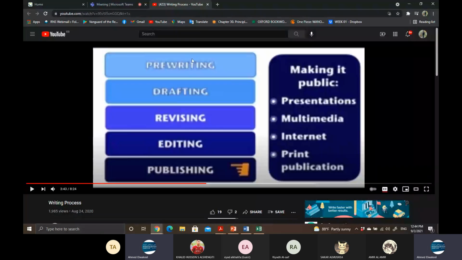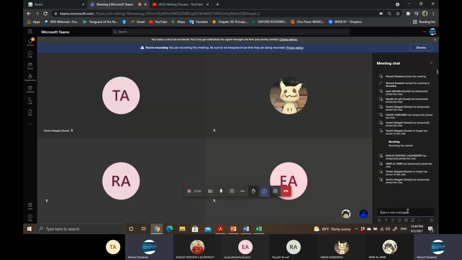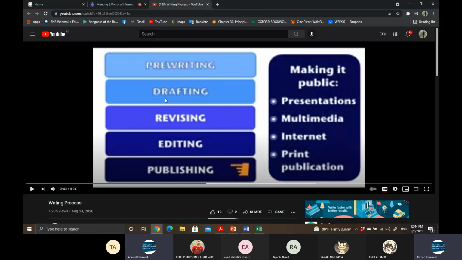Writing process consists of, and write those: pre-writing, drafting, revising, editing, and publishing. So those are the main five steps of the writing process. Pre-writing, to prepare for writing; drafting, to put that in a chronological order; to revise what you have written; to edit it into a correct sentence; and later to publish it to the audience.